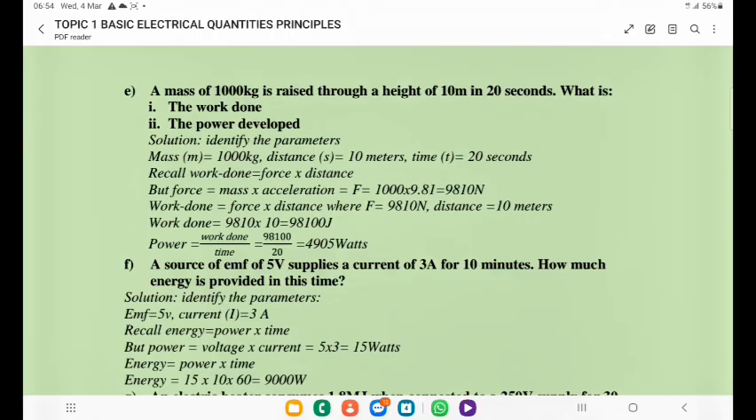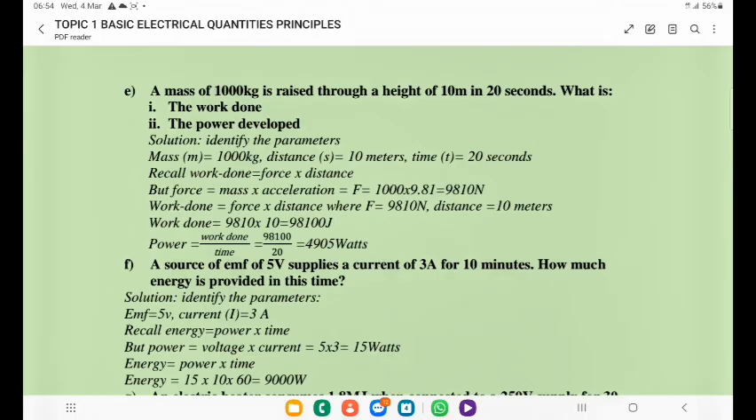Then another example is a mass of 1000 kgs is raised through a height of 10 meters in 20 seconds. What is the work done and the power developed? So when you're given a calculation question, you always identify the parameters given, and you always list the formulas so that you can determine the correct formula to choose and which is most appropriate. So you have mass, that is 1000 kgs, you have the distance of 10 meters, you have time of 20 seconds.